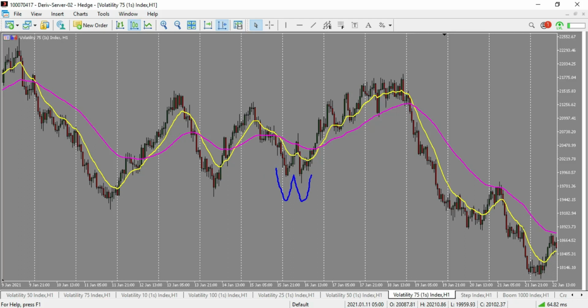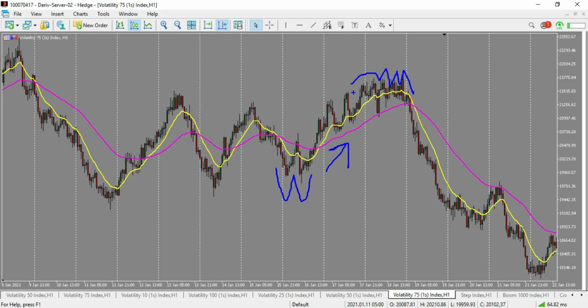This is a double bottom pattern, and we see quite a reversal. We also have another multiple double top pattern. This is a variation, right, of the double top pattern. We are all going to discuss all of them, right, and how you are supposed to be trading them.